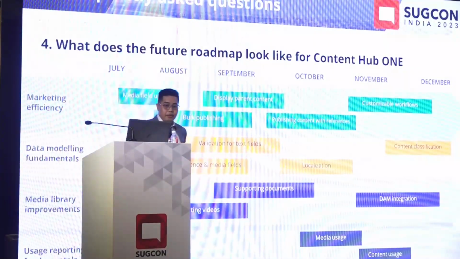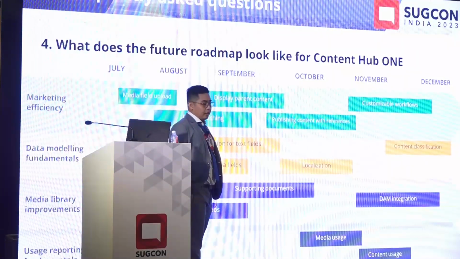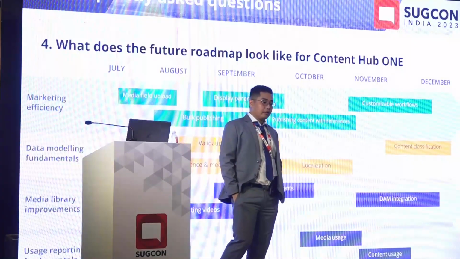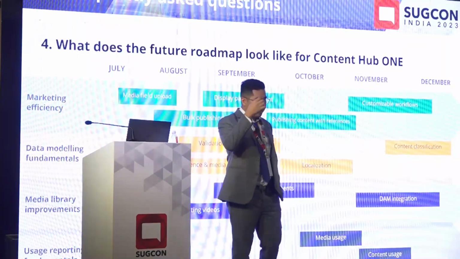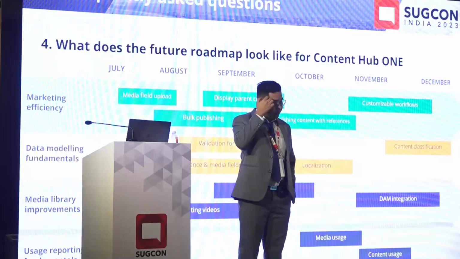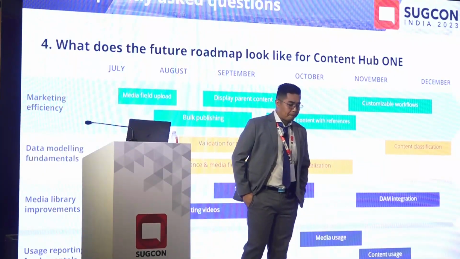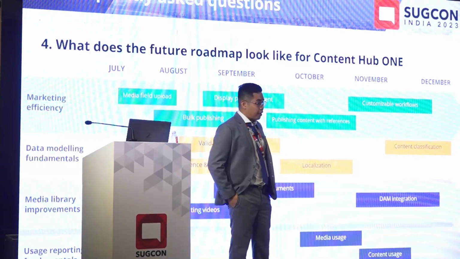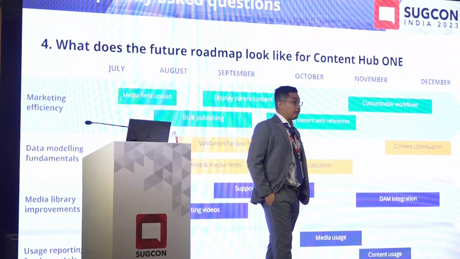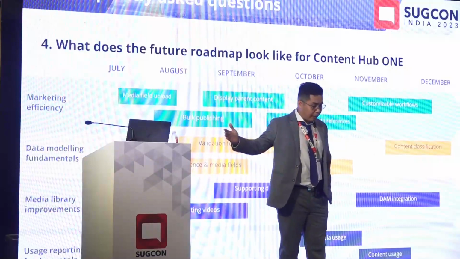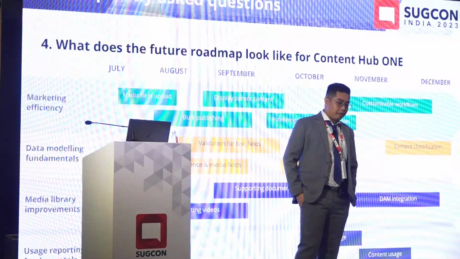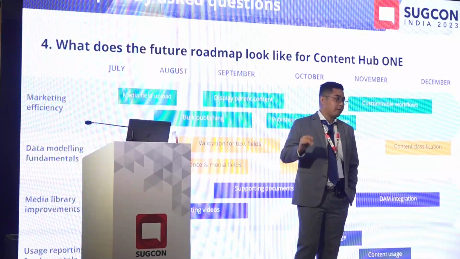So, the last one in my slides today: what's going to be the roadmap for CH1, or Content Hub 1? Today is August. The team is currently working on localizations, media enhancements, publishing with references, and even workflow. Security is coming along the way, but DAM integration will be around November or December.